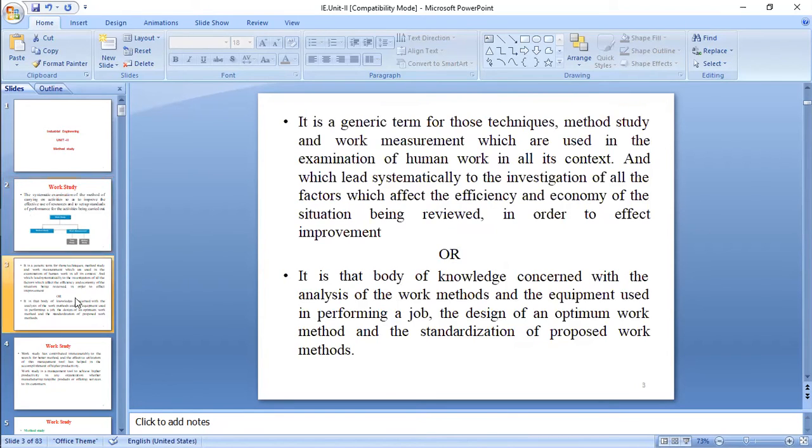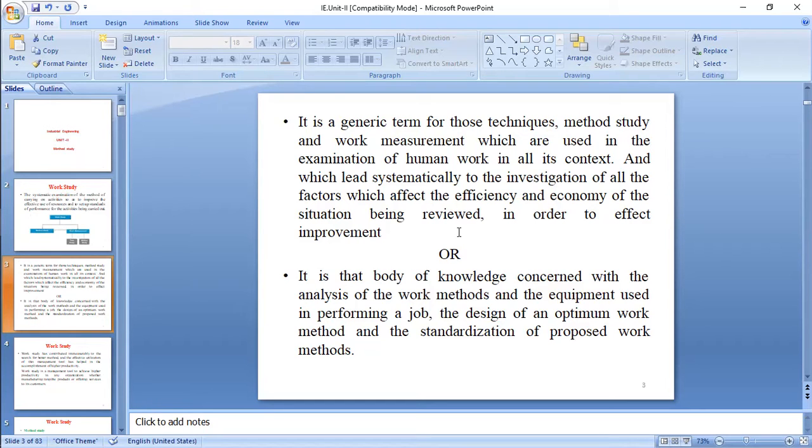Now, some definitions are there, so we will see one or two definitions. Work study is that body of knowledge which is concerned with the analysis of work methods and the equipment used in performing a job, the design of an optimum work method, and the standardization of proposed work methods. So we need to have some analysis of work methods and equipment used for these work methods, we need to design an optimum way to execute these methods, and we need to set some standard proposed work methods. These are some definitions related to your work study.